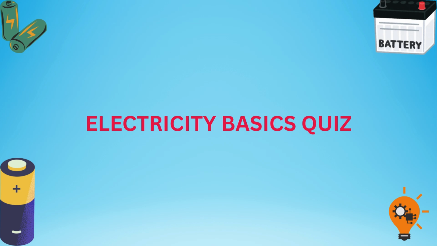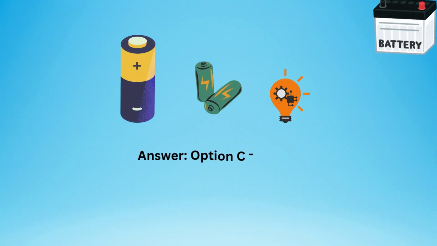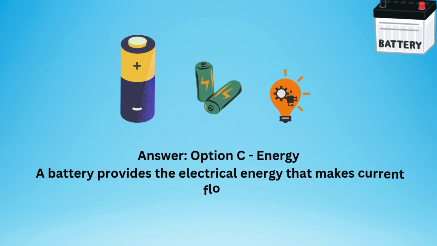Let's test your knowledge on the electricity basics. What does a battery provide in an electric current? Light, heat, energy. A battery provides the electrical energy that makes current flow.